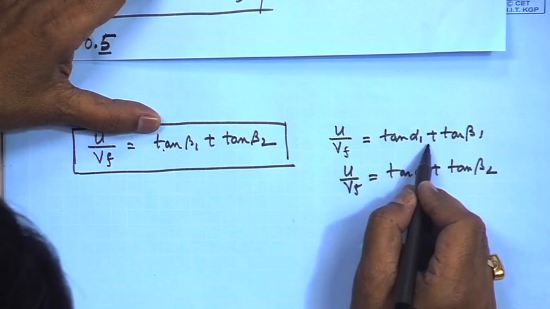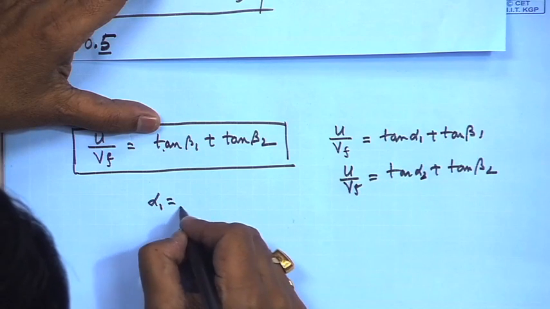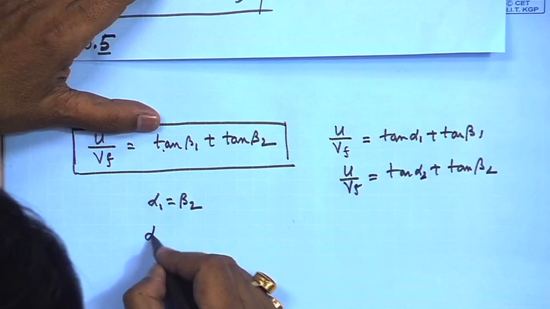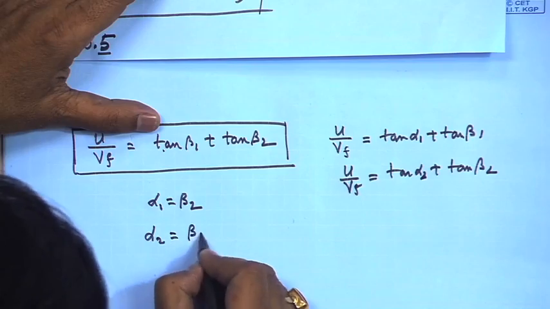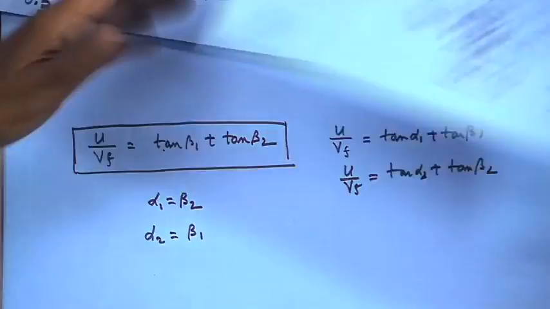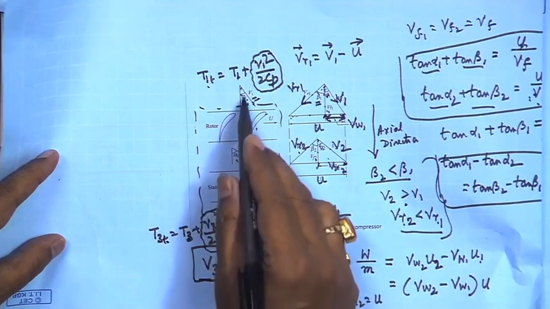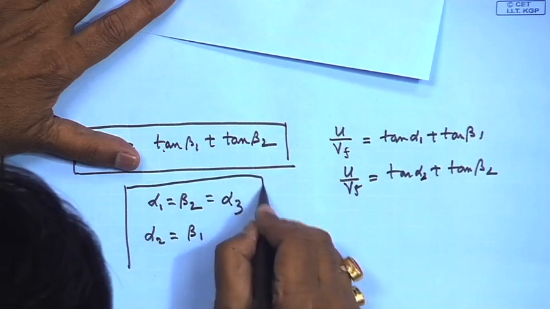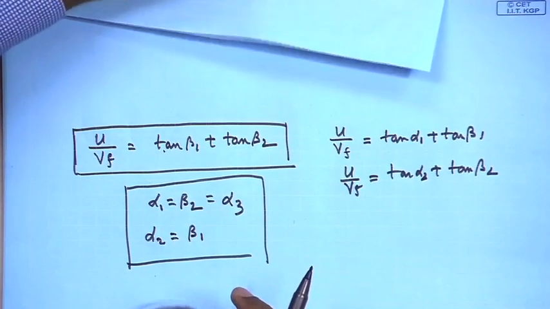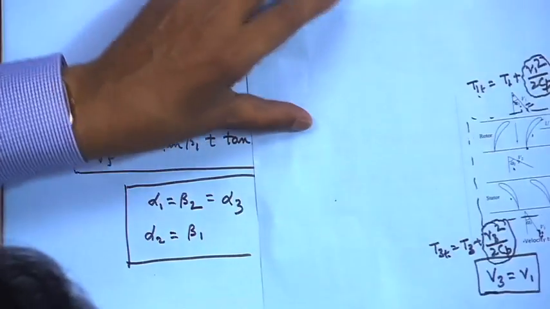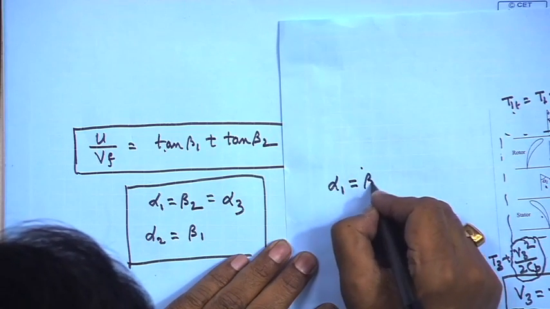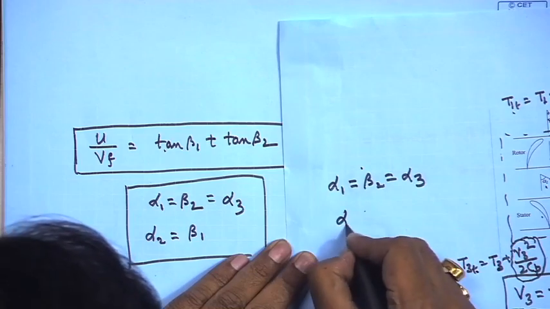When you equate this with this, we get alpha 1 is beta 2, and if we equate this with this, then we get alpha 2 is equal to beta 1. And as we told earlier that alpha 1 is alpha 3, then that becomes equal to alpha 3. So, this is one very important result. What does it give? If I write here alpha 1 is beta 2 is alpha 3 and alpha 2 is beta 1, then you see what we get.